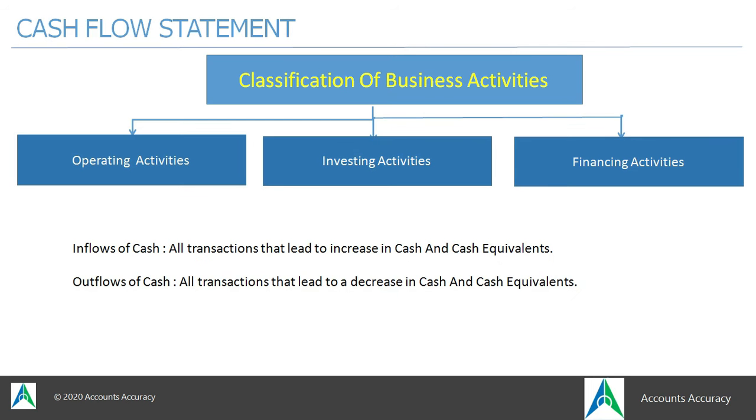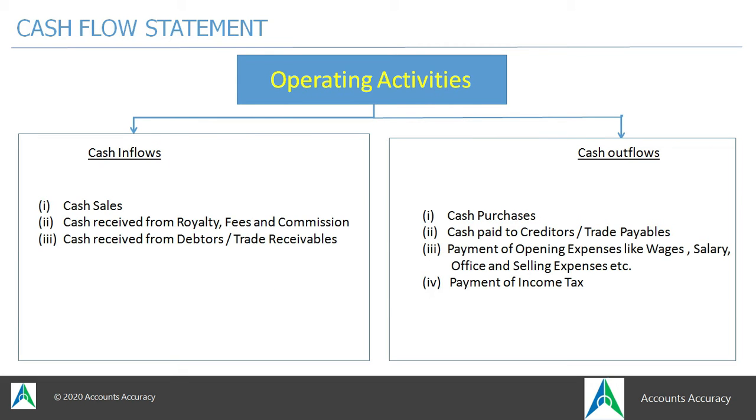Here comes the next, that is classification of business activities. You got cash from your mom and dad, but companies get cash from three sources, that is operating activity, investing activity and financing activity. But remember, there is inflow as well as outflow in all these three cases. Fine.